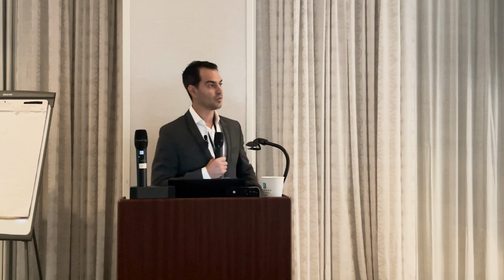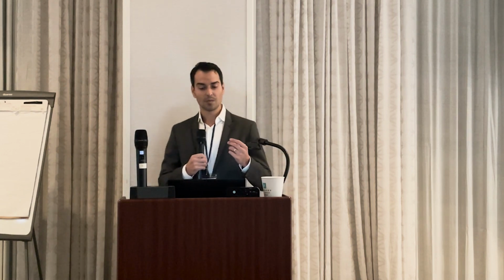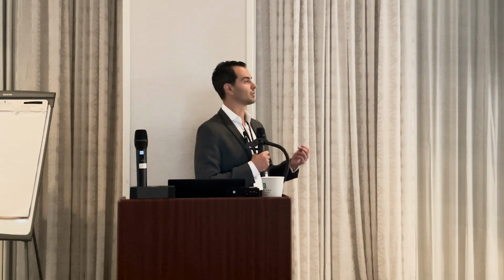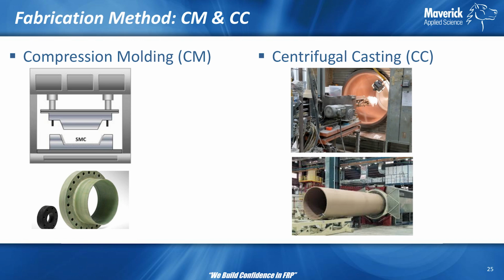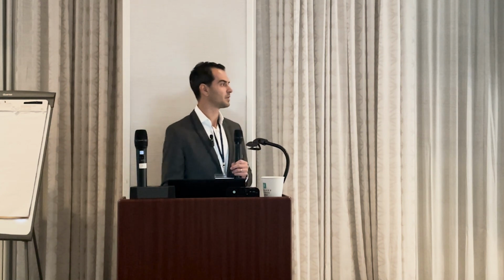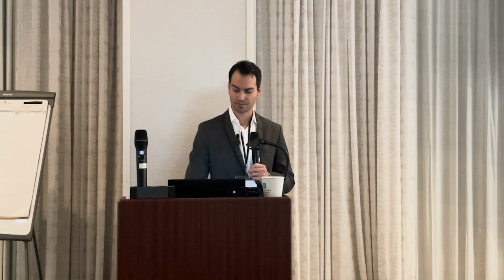Vacuum infusion is another fabrication method. This type of fabrication produces very strong parts, but the problem is that the glass reinforcement, based on the nature of how you fabricate it, is very high, so it's not very corrosion resistant. Another type of fabrication methods are compression molding and centrifugal casting, and you can fabricate more specialized components like flanges or specialty piping in this type of manufacturing process.